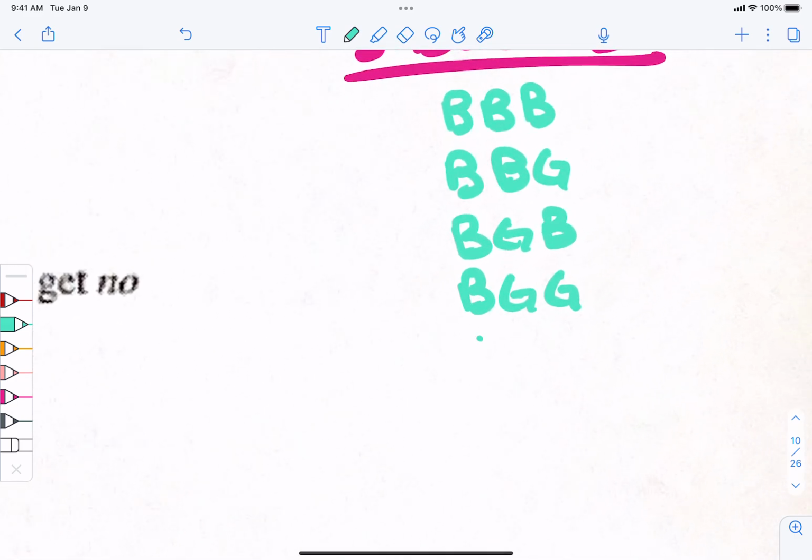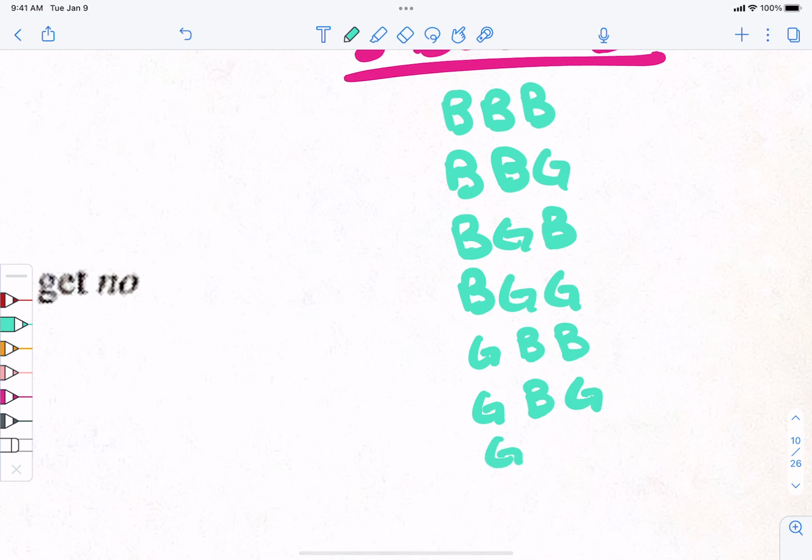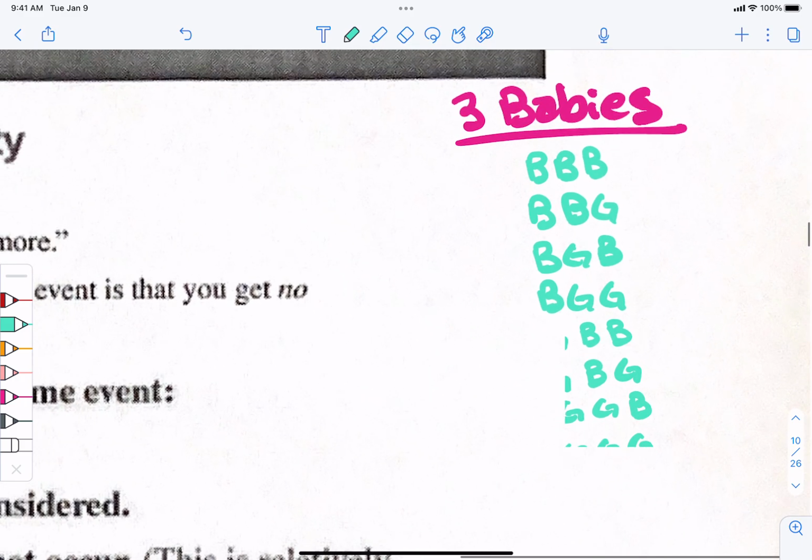The next list, let's do girl, boy, boy. We'll go the opposite, right? Girl, boy, girl, girl, girl, boy, or girl, girl, girl. I'm doing everything like the opposite, okay? So there's 8 of them. Okay, I'm going to show you how this makes it easier.